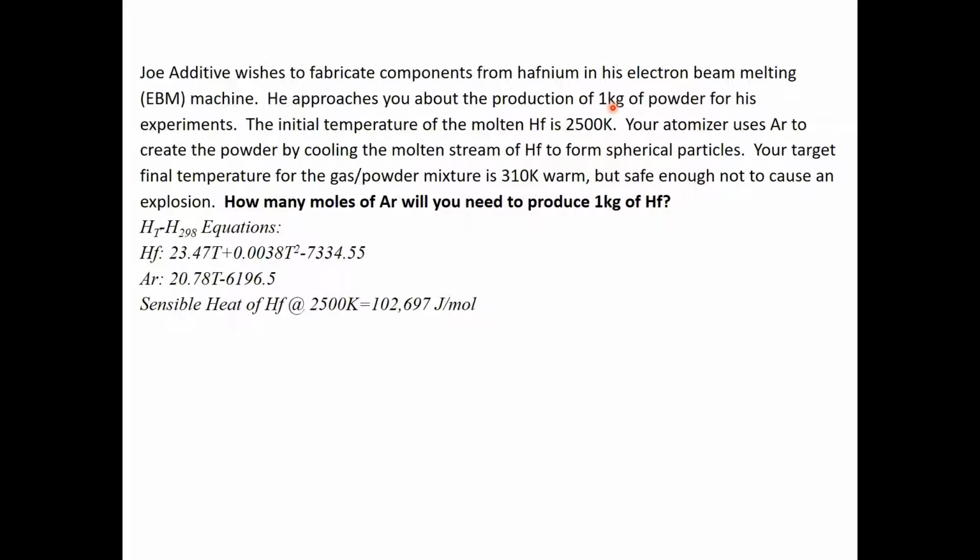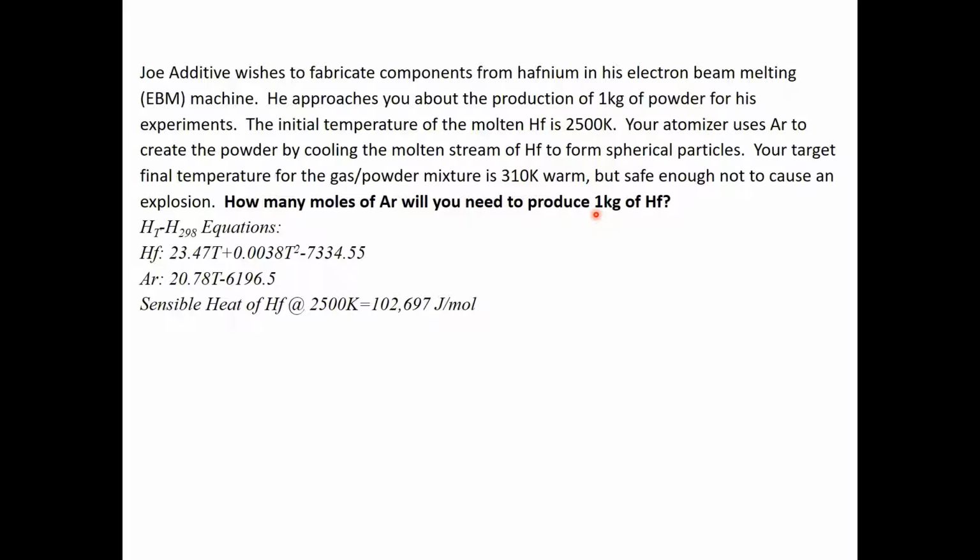For his experiments, the initial temperature of the molten hafnium is 2,500 Kelvin. Your atomizer uses argon to create the powder by cooling the molten stream of hafnium to form spherical particles. Your target final temperature for the powder mixture is 310 Kelvin. It's important that you don't expose hot micro powders and nano powders to air because they'll explode. 310 Kelvin is warm but safe enough not to cause an explosion. So now our question is, how many moles of argon will you need to produce 1 kilogram of hafnium?